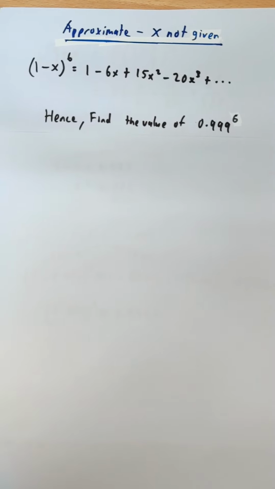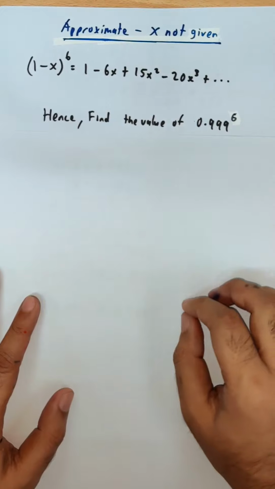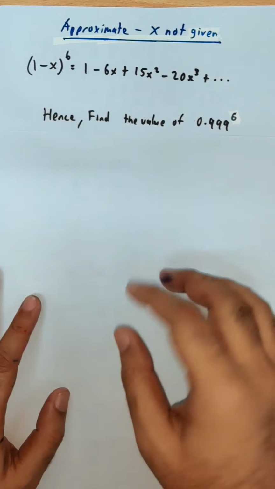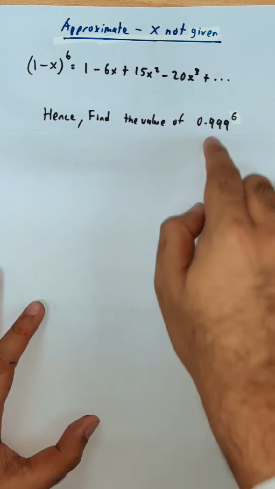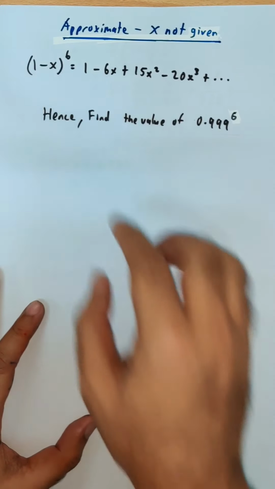Okay, hello there viewers. So let's try the next subtopic, approximation where x is not given. This is a lot harder question compared to just now. Well, sometimes it's hard, sometimes it's easier. Okay, so we want to find the value of 0.99 to the power of 6, and this is what we are given.